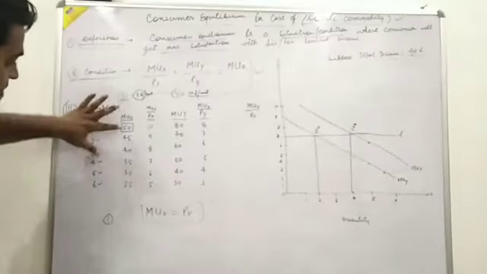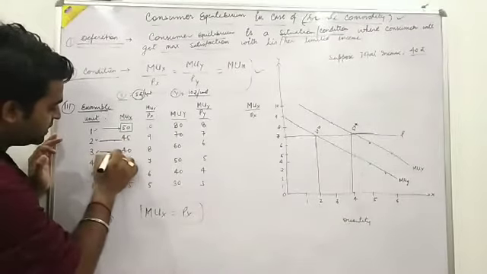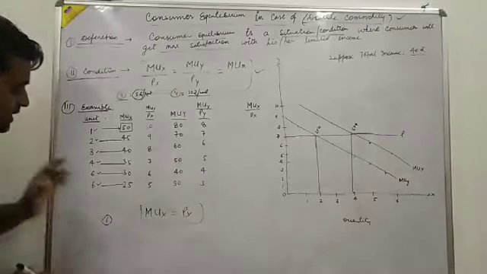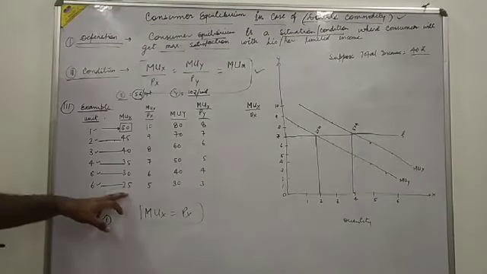You can see here, in the case of the second unit 45, then 40, 35, and when he takes the commodity number 6, he is getting 25.